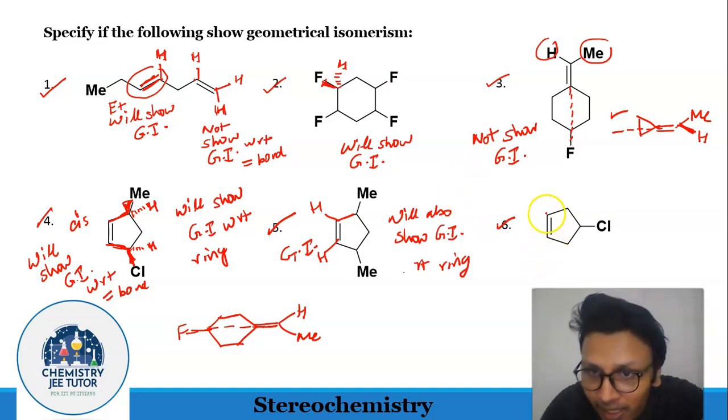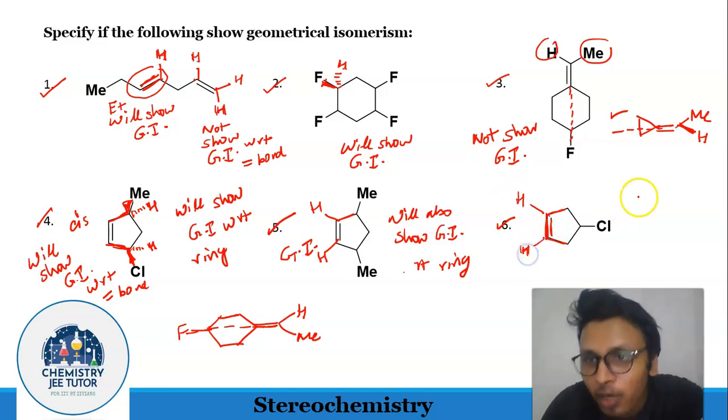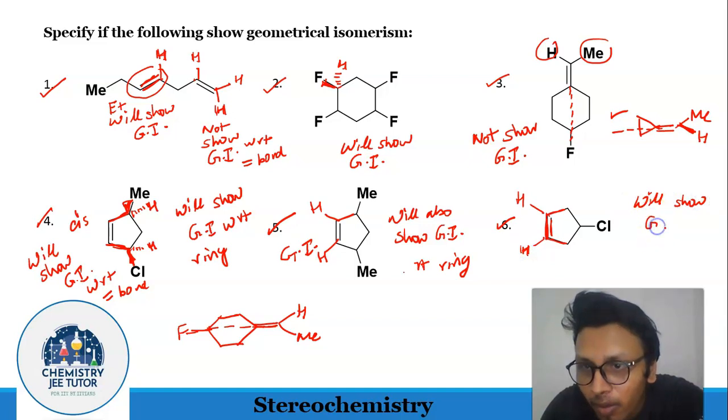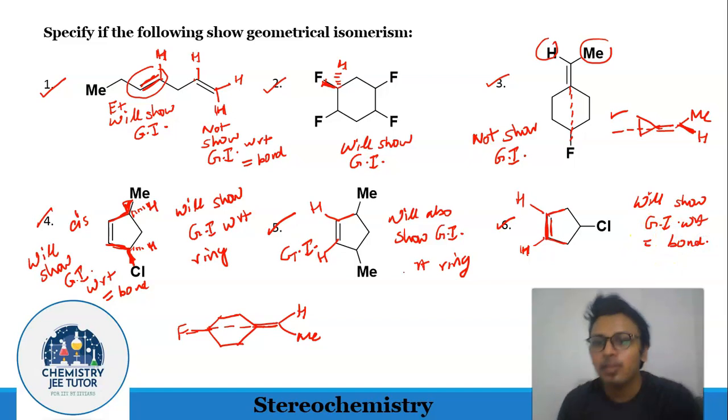Only thing is that here the geometrical isomerism will be only with respect to this double bond. Again, it is a cis isomer. Again, it is a competition between hydrogen and CH2, so different functional groups. So it will show geometrical isomerism with respect to the double bond. With respect to the ring, we don't have two substitutions, so we can't compare the chlorine we have here with anything. I hope you have got this right.